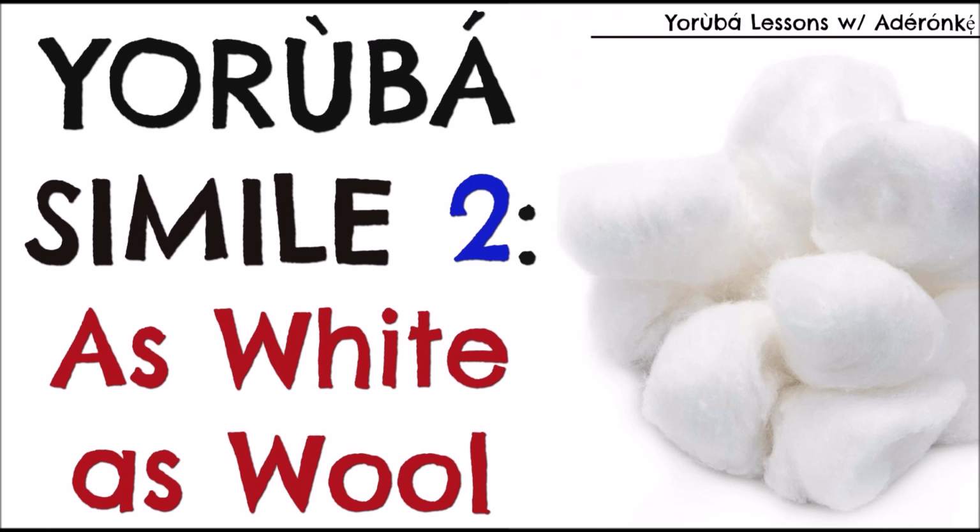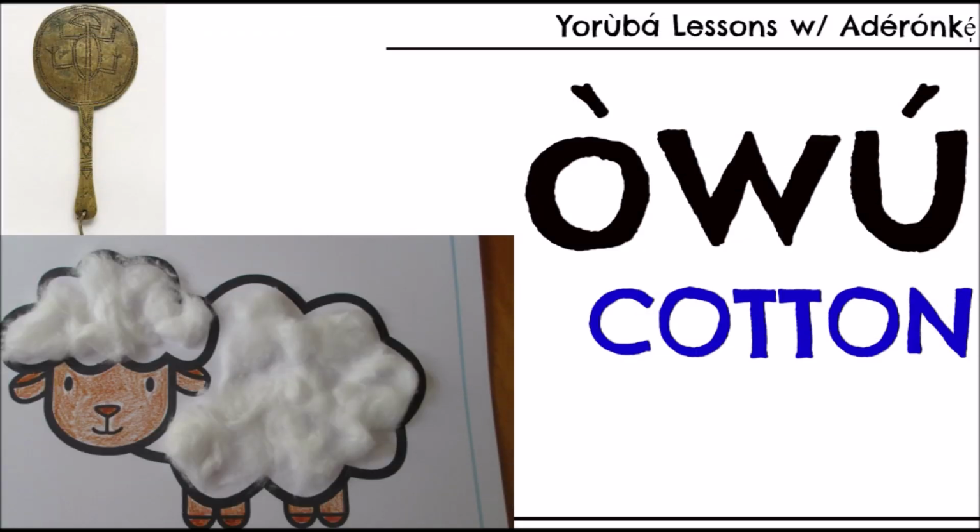Today I'd like to talk about the simile as white as wool. So to start with, cotton in Yoruba is owu. Owu, cotton. Can you guys see the image here? The fleece of the ram in this drawing book was covered with wool to make it look like the ram's fleece. So I thought that was really creative. It's something fun that you can do in your spare time, maybe with your children.